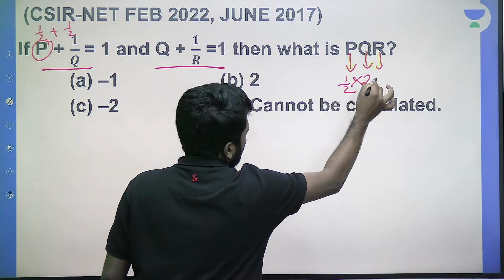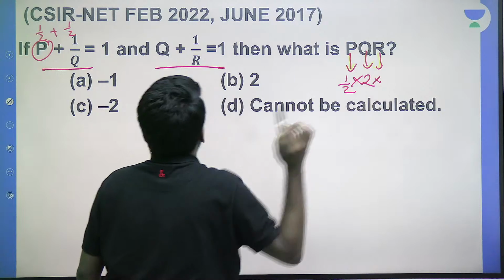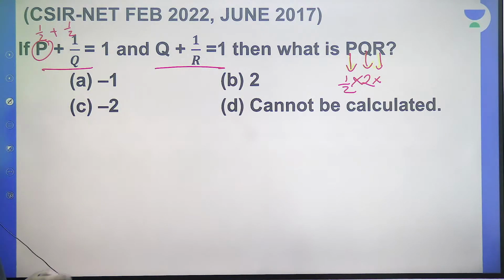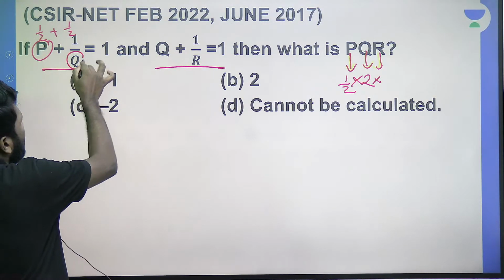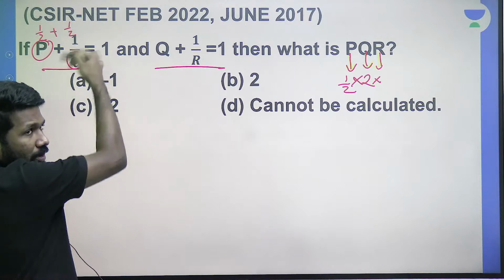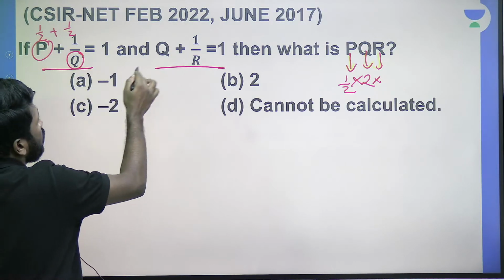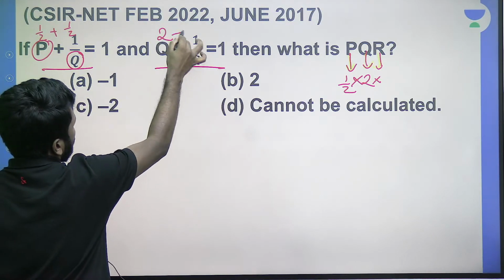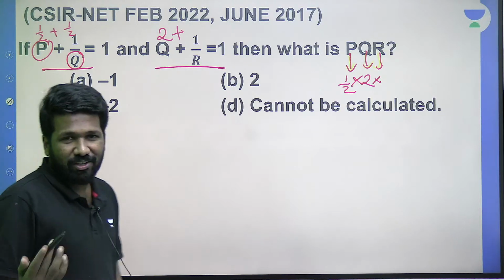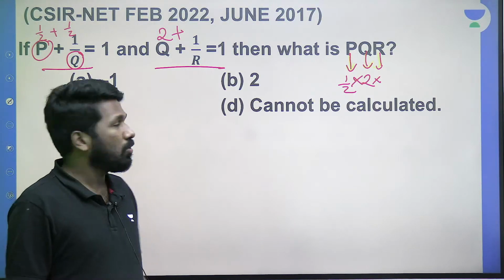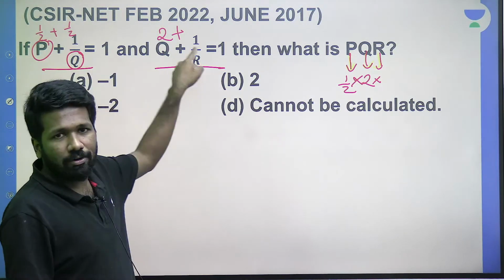So p into q into r means half into 2 into r. Did you all understand? The value of q is not 1 by 2, it is 2. 1 by q is 1 by 2, so the value of q is 2, and that 2 you can substitute here. You cannot take different values for q. Whatever value you take here, that only you can use here.